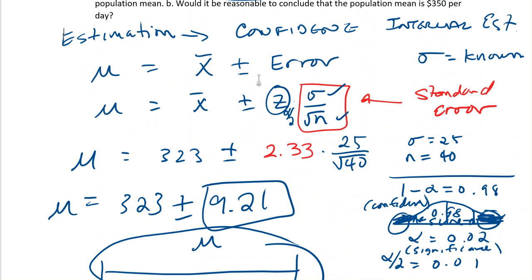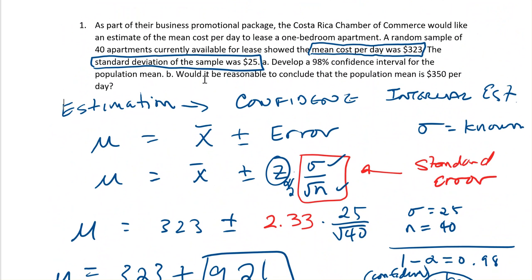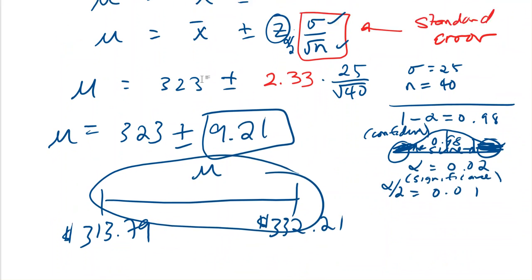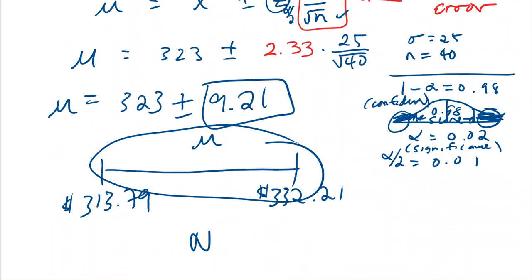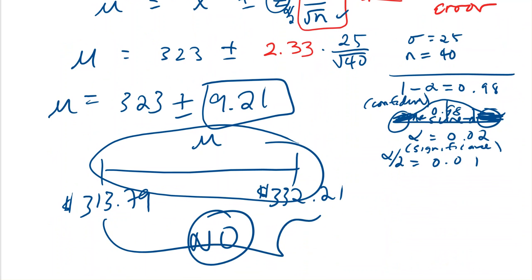Part B says, would it be reasonable to conclude that the population mean is $350 per day? And I would say no, since it's not between those two values. All right, let's do the second question.